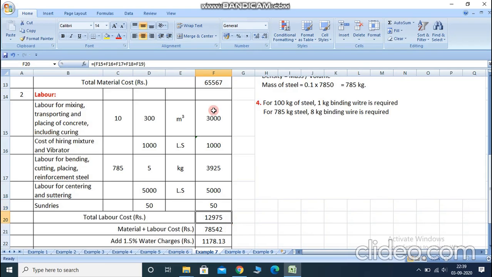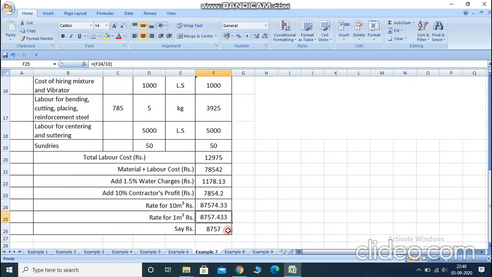So here material cost. We already calculated material cost 65,567 rupees plus 12,975 rupees. So total labor cost plus material cost is 78,542 rupees, the total cost of the material plus labor.